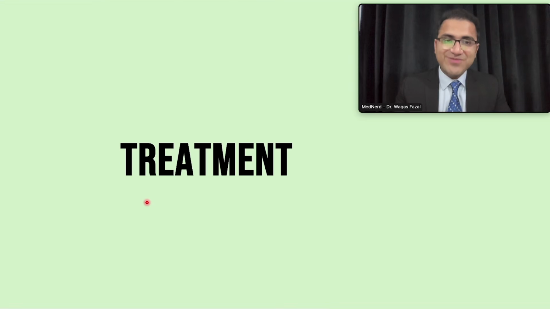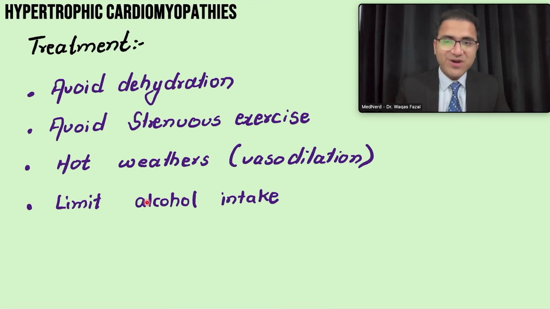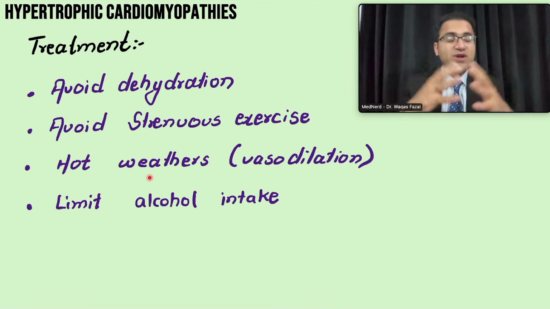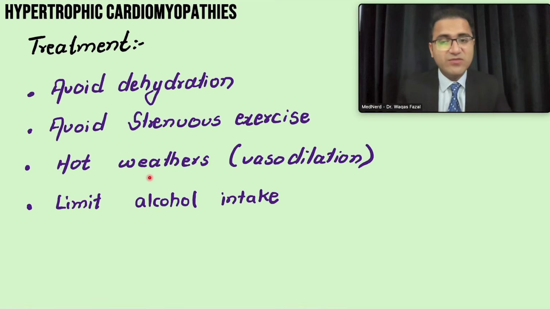Now coming to the treatment of hypertrophic cardiomyopathy. In the treatment, it is very important that you prevent all the exacerbating factors. As we said, dehydration is an important cause that would exacerbate the outflow obstruction and would result in the symptoms. Avoid strenuous exercises, avoid hot weather, because hot weather would cause dehydration and further cause decrease in preload and increase the chances of left ventricular outflow obstruction. Limit alcohol intake because it also causes dehydration as well as directly affects the heart tissue.